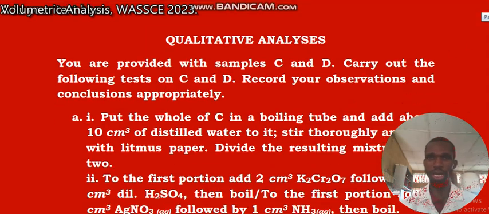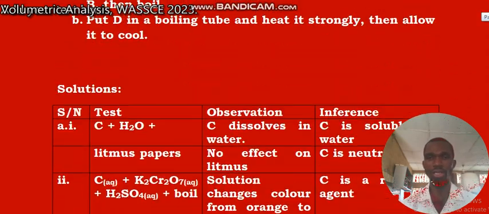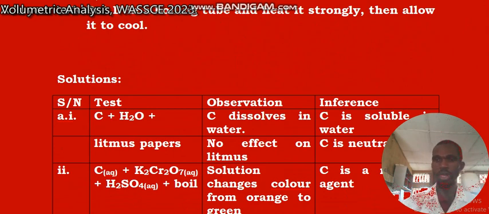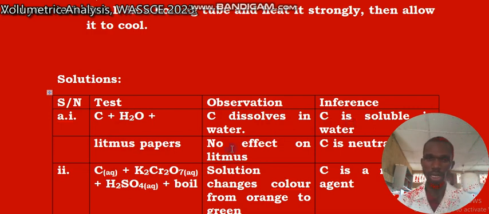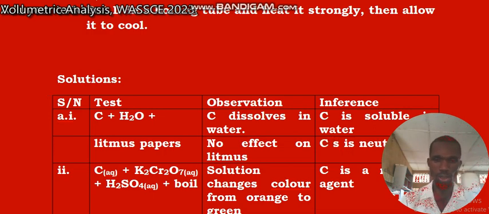So that is preliminary, and for want of time, I wouldn't be carrying out these details. I will just be showing you the results. I've already carried them out, so you shall see it. Here we have C plus water plus litmus paper. C dissolves in water, and the inference, that is the conclusion, is that C is soluble in water. With litmus paper, there is no effect, which shows that C solution is neutral.